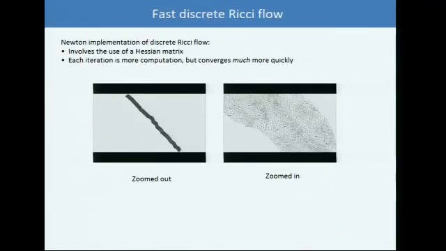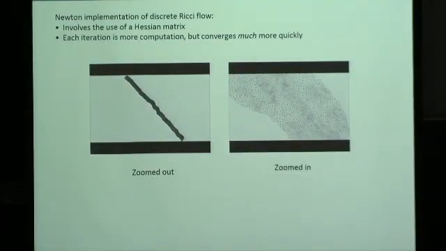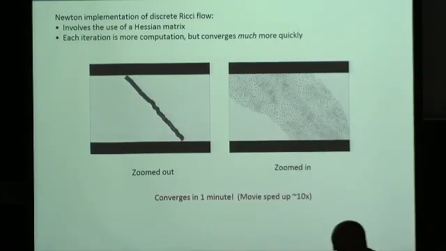So we needed a faster Ricci flow, and for this we ended up with a Newton implementation, which is very appropriate given that we're at the Newton Institute today. This involves the use of a Hessian matrix, and each iteration involves more computation, but the algorithm converges much more quickly. In fact, it usually converges in about 6 or 7 iterations for our meshes, which have roughly 30,000 triangles. So the good news here is that it converges in about 1 minute, which is a great result for us.